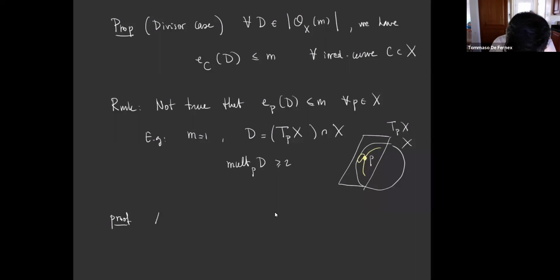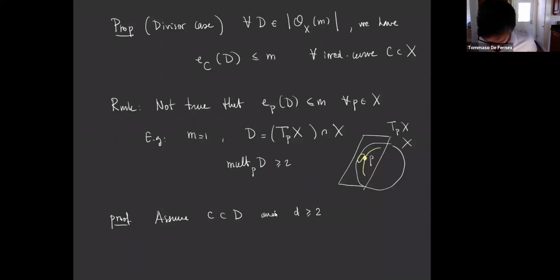Okay, so first of all, let me assume that C is a curve inside the divisor, the support of the divisor. Otherwise, the statement is trivial. And the degree of X is at least 2. Otherwise, that's also a simple statement.